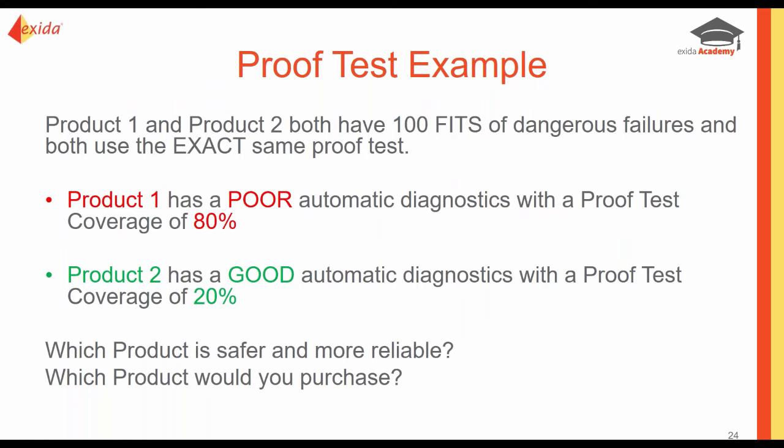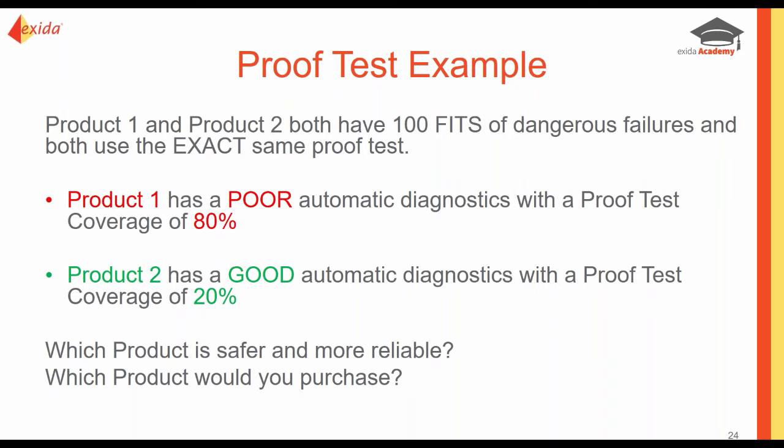Let's say we have two products. And both of these products have 100 FITs dangerous failures. And you're going to use the exact same proof test for these. For those of you that might not know, FITs are failures in time. They're the unit of measurement for failure rates given by the standards, and they're in 10 to the negative 9 hours. So they're very, very small numbers.